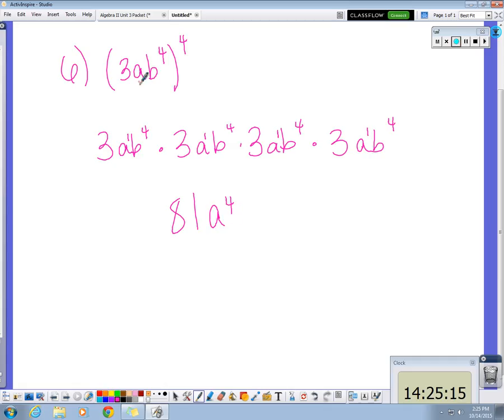Because remember, guys, you're just raising everything in here to the 4th power. You raise 3 to the 4th power, you raise a to the 4th power, and you raise that b to the 4th power. What do you get when you do b to the 4th times b to the 4th times b to the 4th times b to the 4th? B to the 16th, because 4 times 4 is 16. Okay, so now we're doing one more. Let's do number 7.